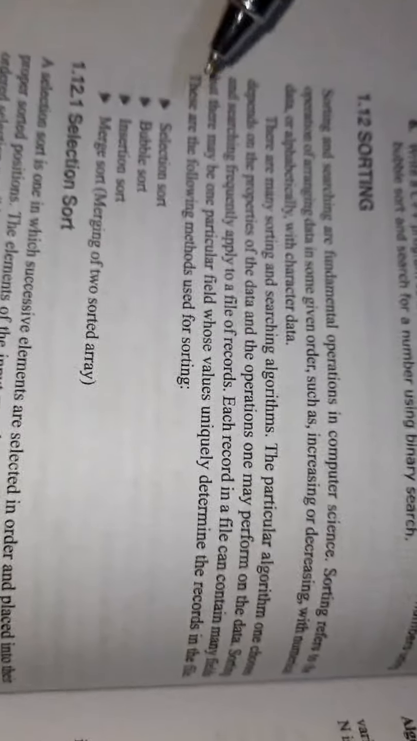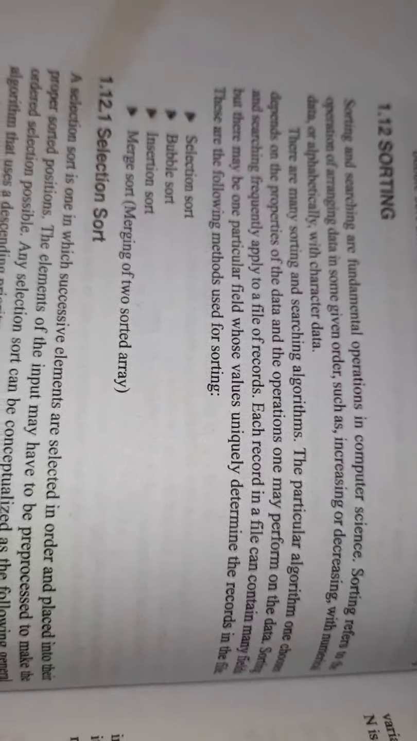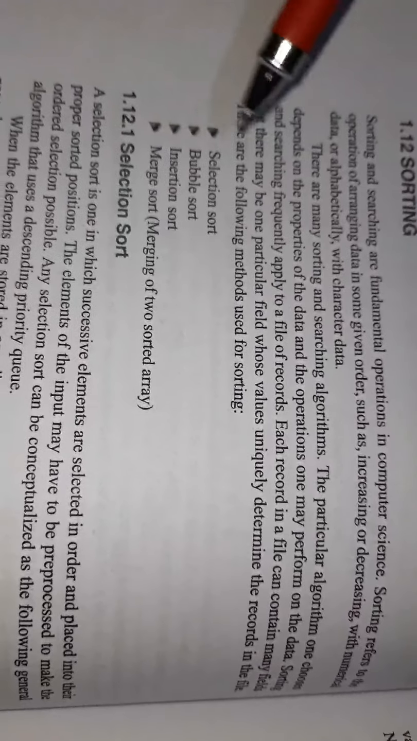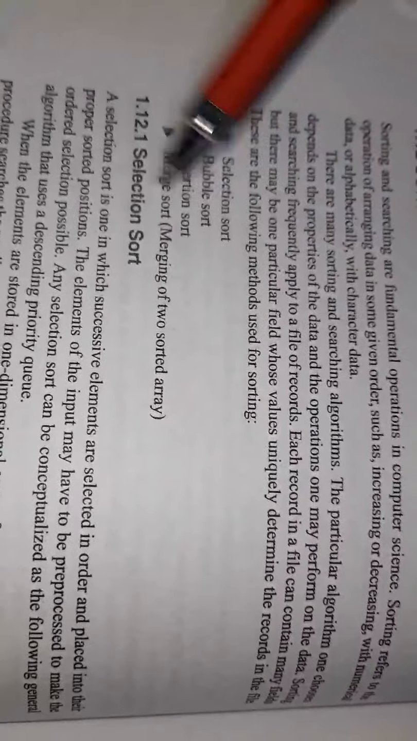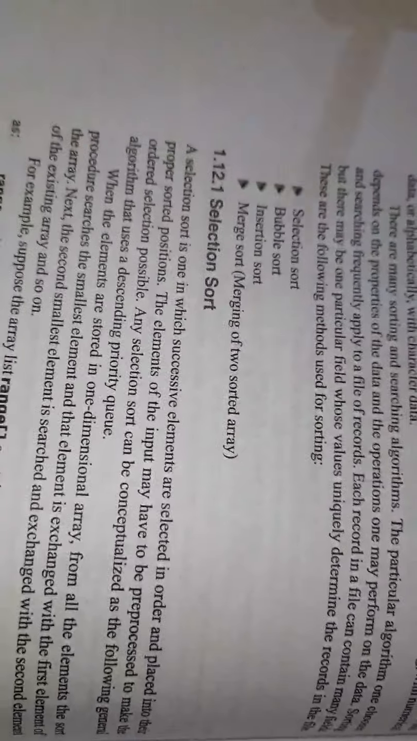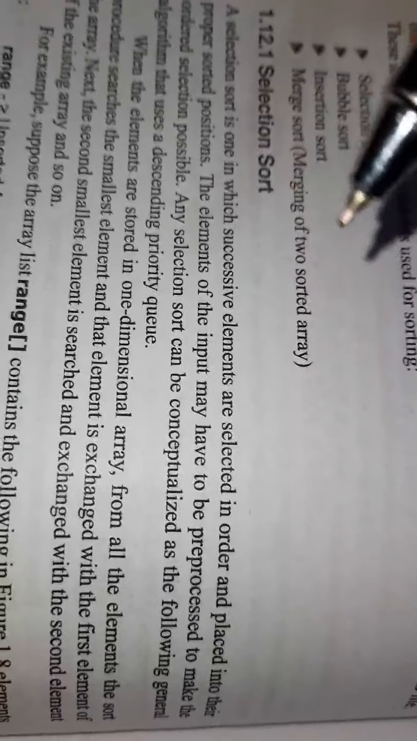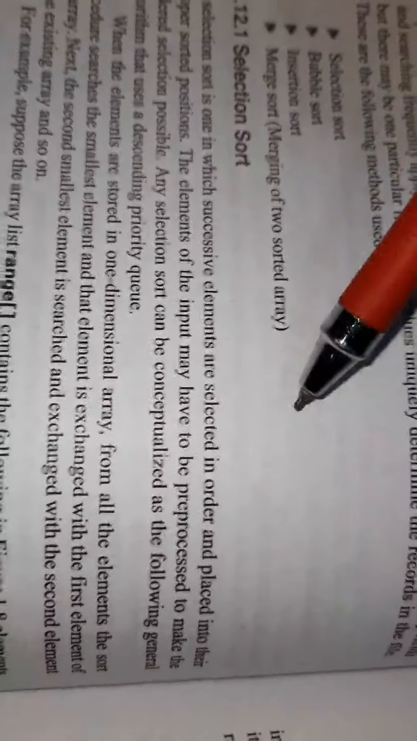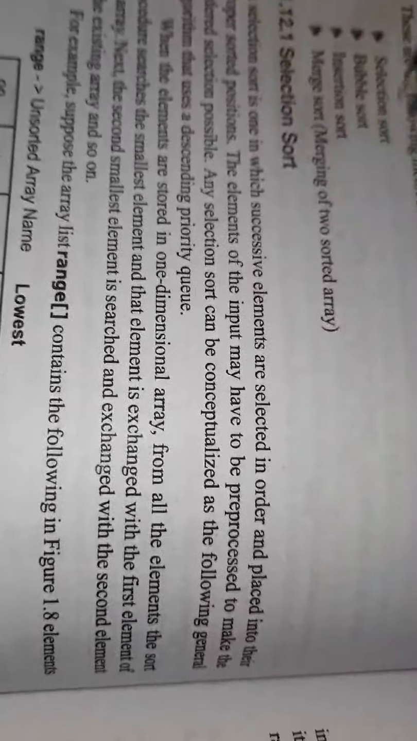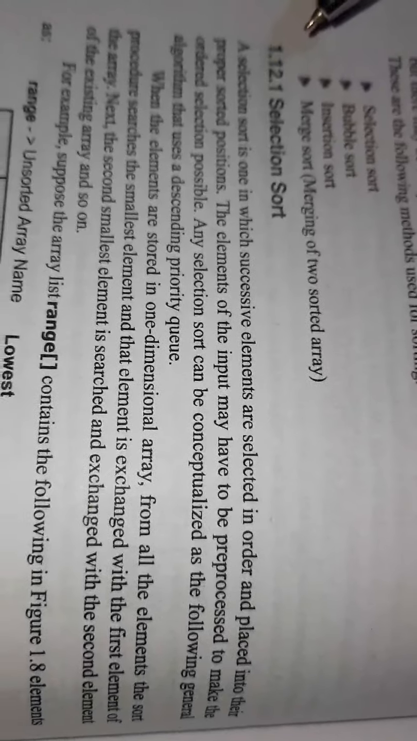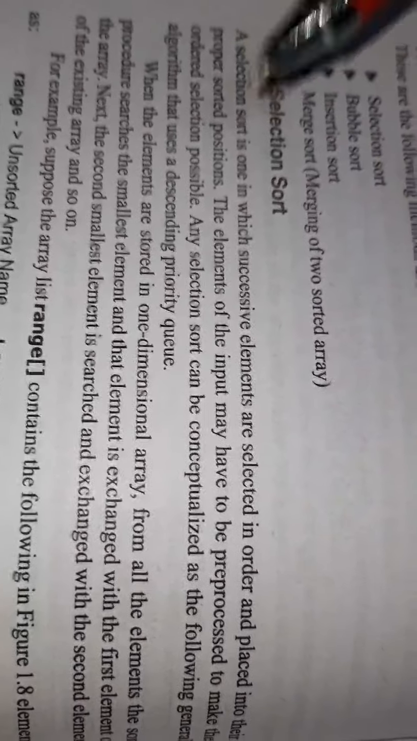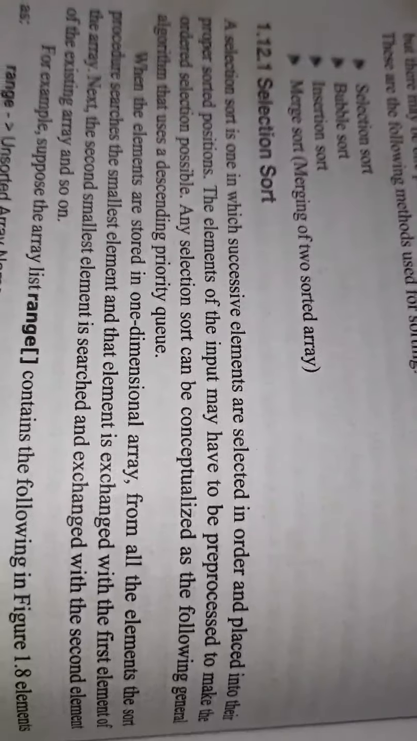What are the different types of sorting methods? We have selection sort, bubble sort, insertion sort, merge sort. We shall see all of these one at a time. The first one is selection sort. A selection sort is one in which successive elements are selected in order and placed into their proper sorted position. So what happens in a selection sort?